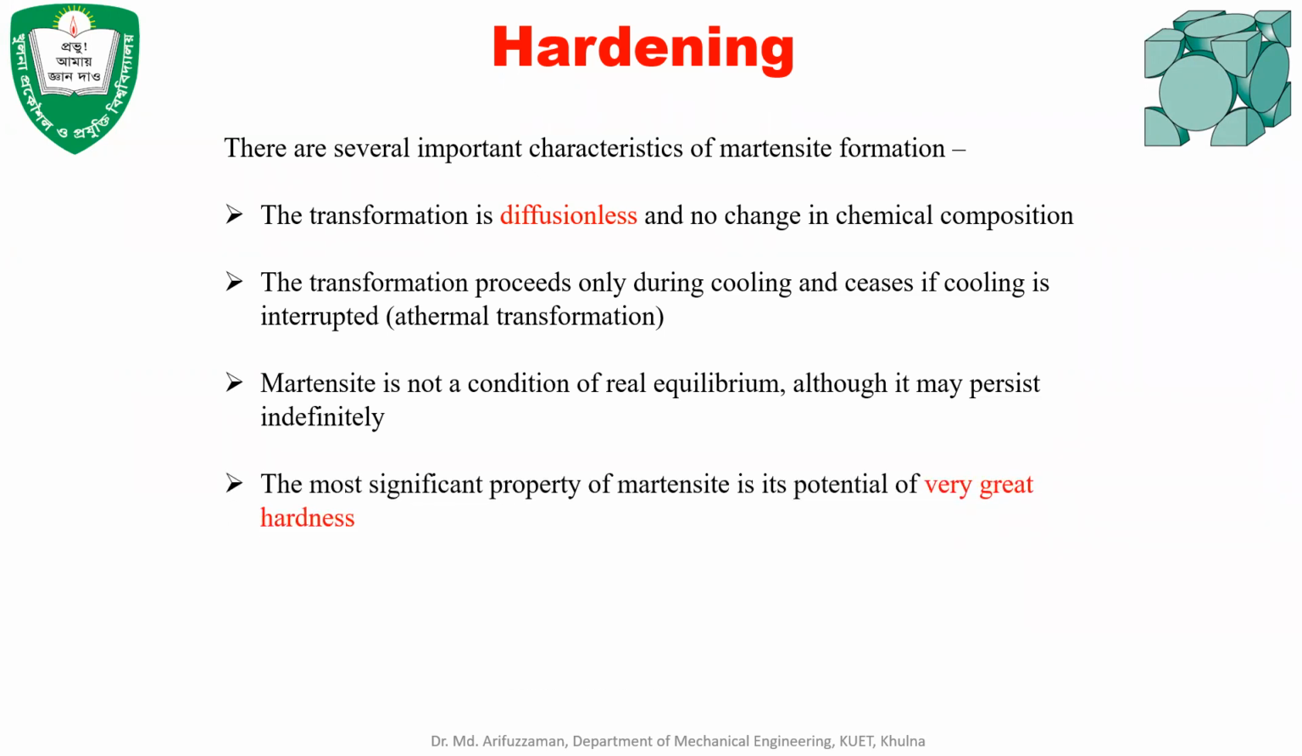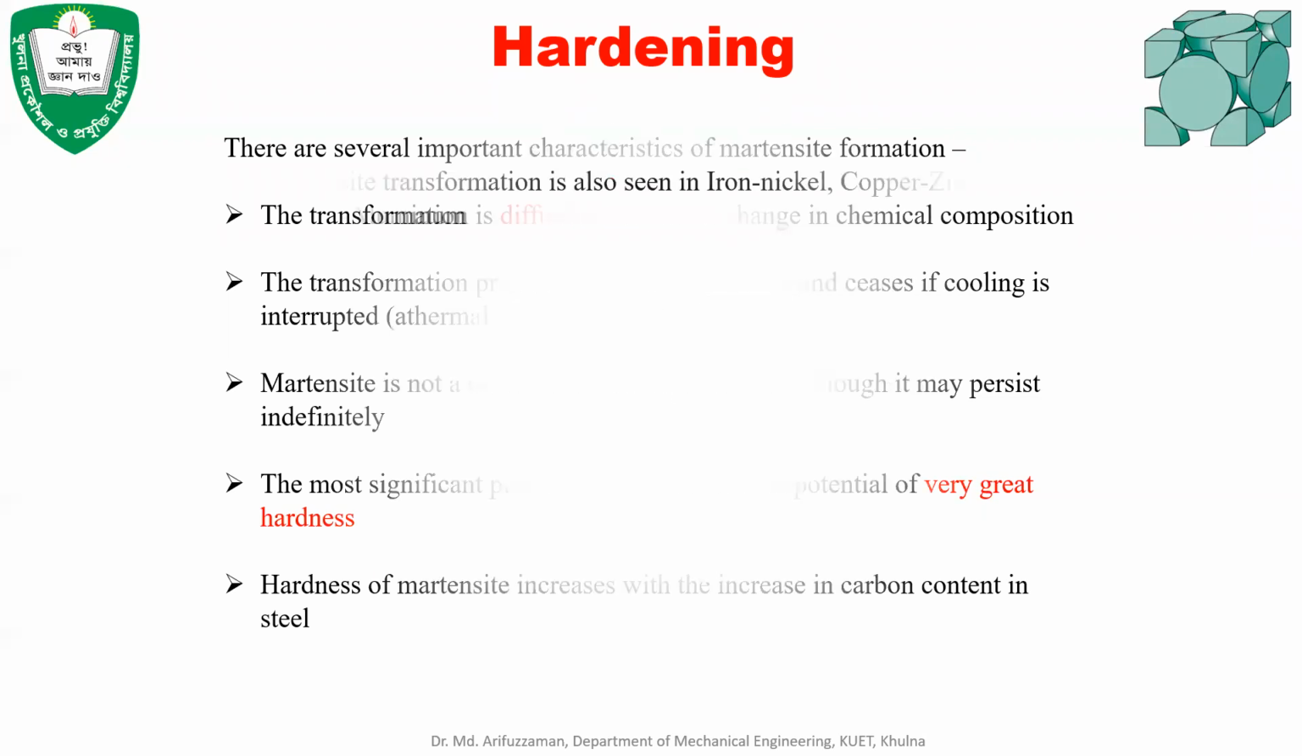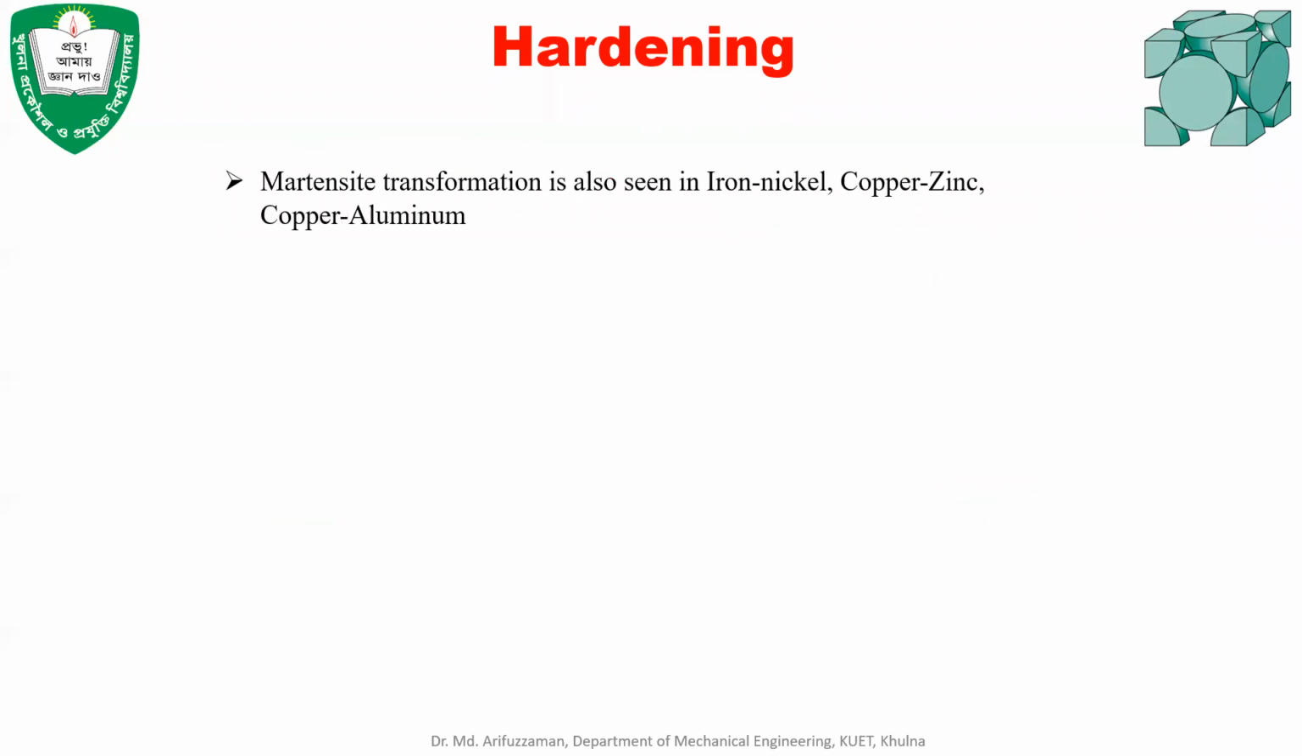And the most significant property is the very high hardness, and the hardness of martensite increases with the increase in carbon content. Okay. And this similar property can be obtained not only for the binary alloy system of iron and carbon, but also for iron-nickel combinations, copper-zinc combinations, and copper-aluminum combinations. You can also obtain this martensitic structure to get very high hardness material.